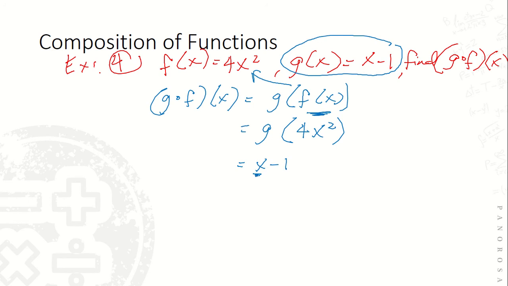Tanggalin ng x, palitan siya ng 4x squared. And then copy minus 1. So, the given answer is already simplified. Nakasimplified na siya, wala nang similar terms, wala na tayong i-combine. So, that will be 4x squared minus 1.